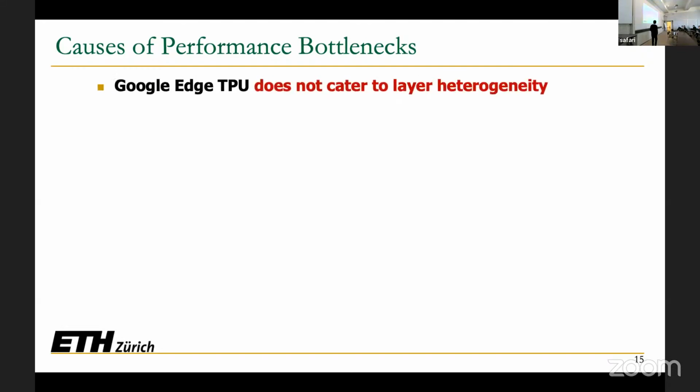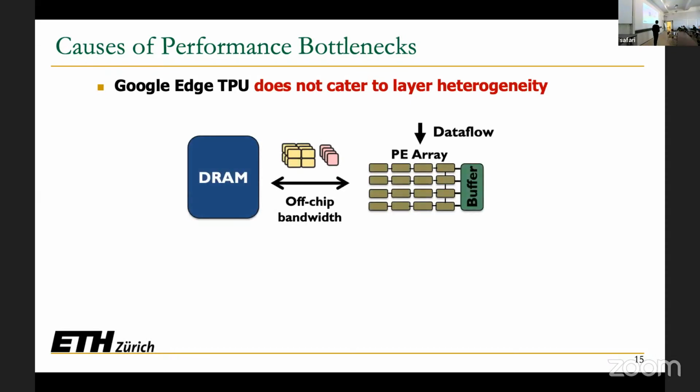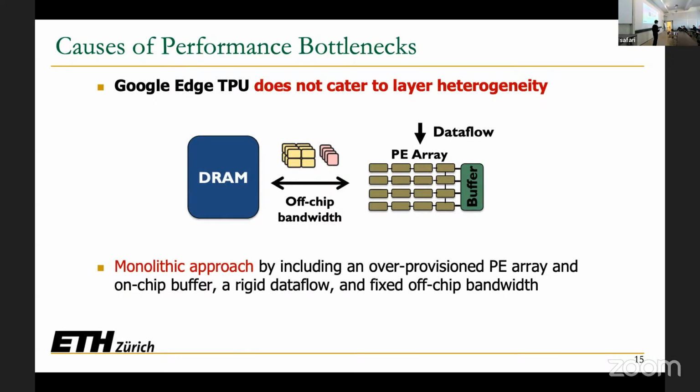So the main takeaway is that the Google Edge Tensor Processing Unit does not cater to layer heterogeneity. And this is because of the design architecture of the Edge TPU, where Google has taken a monolithic approach to designing it, with fixed devices in the chip, which do not cater well to various neural network models.